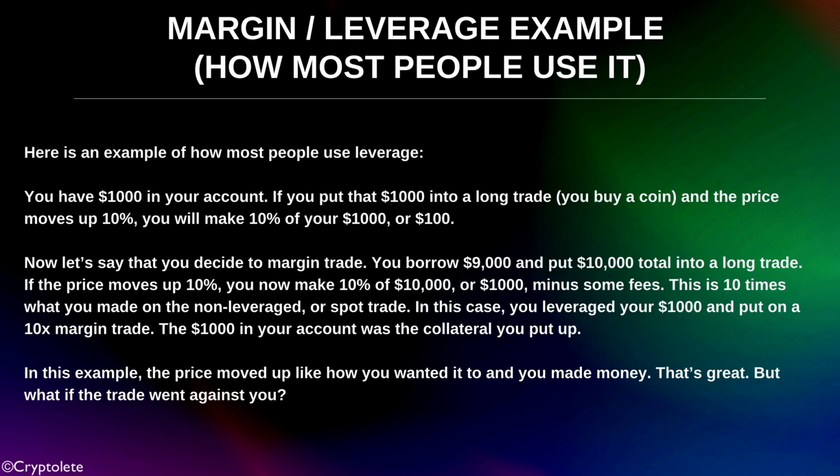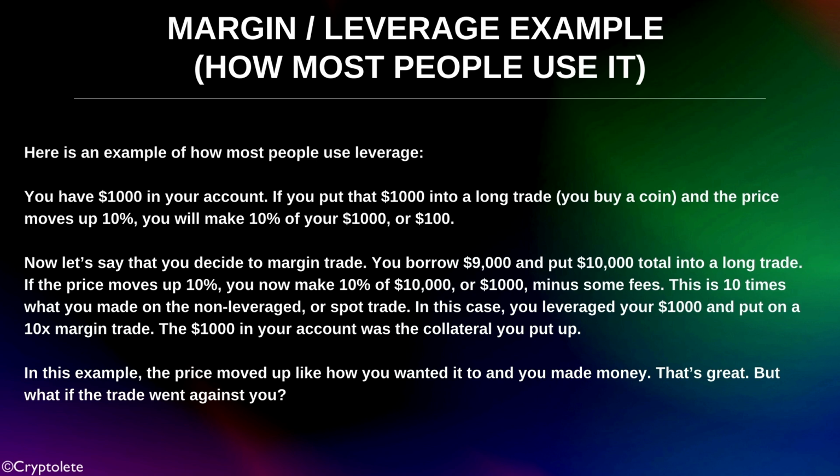Okay, so the first thing that we're going to do is go over an example of how most people margin trade. This is not how I margin trade. This is how most people do it though. So here's an example. Let's say that you have $1,000 in your account. If you put that $1,000 into a long trade and you simply buy a coin with the $1,000 and the price moves up 10%, then you make 10% of your $1,000, or $100, right?